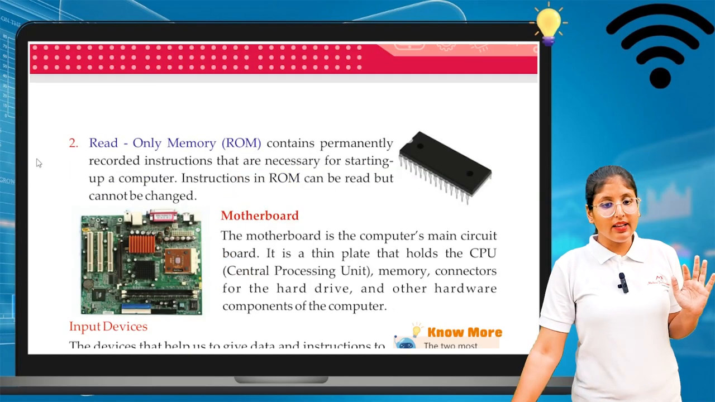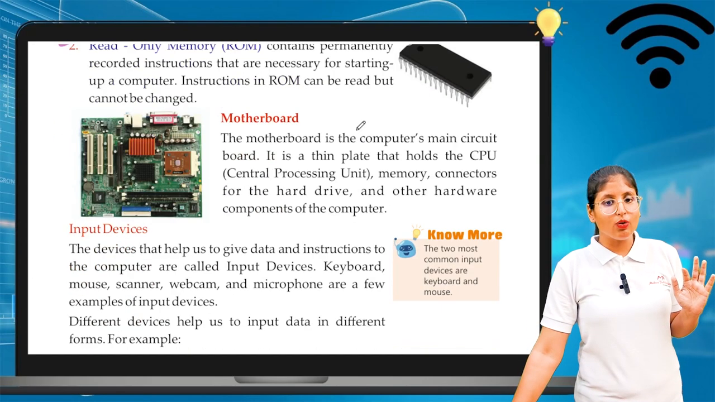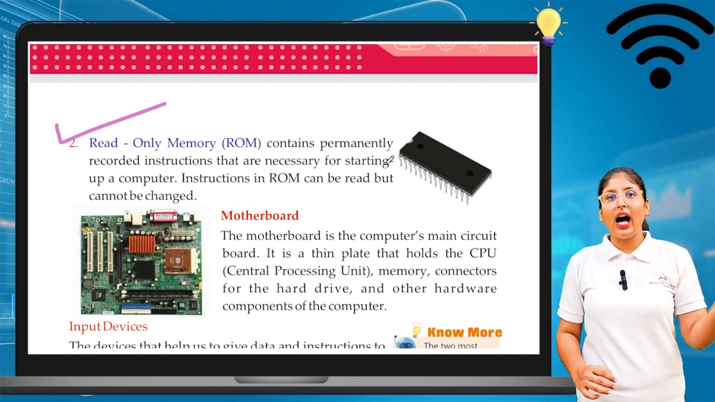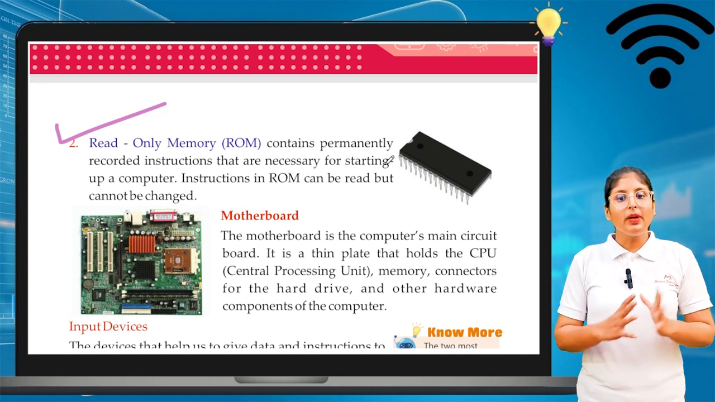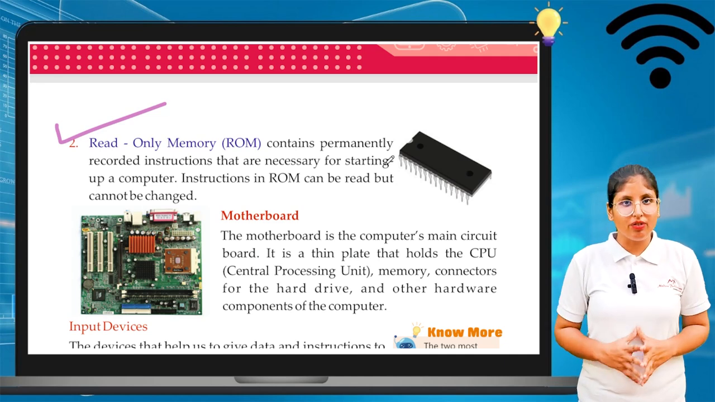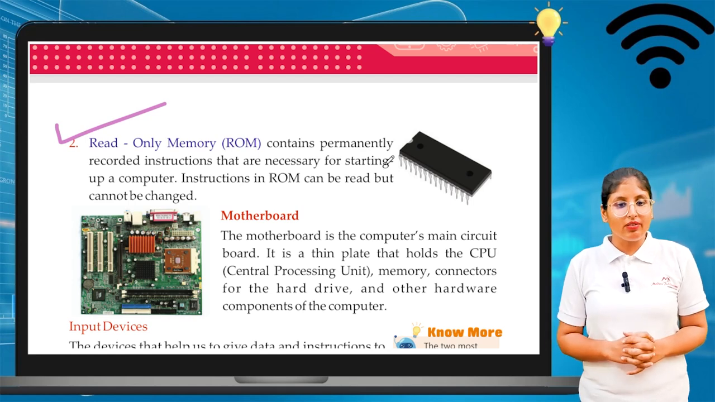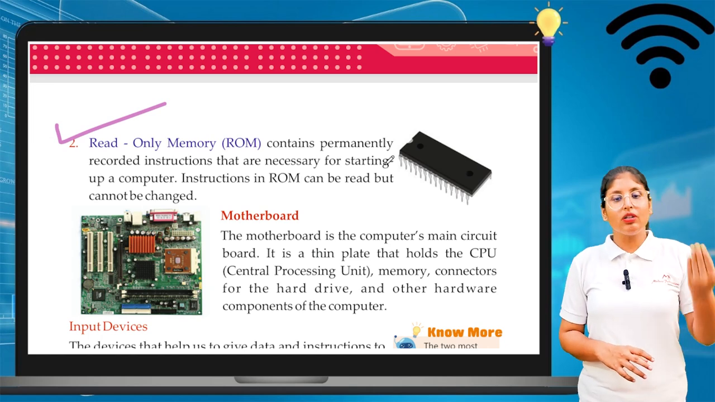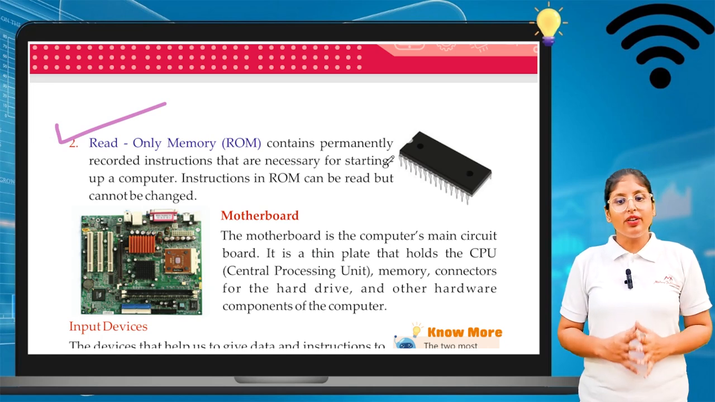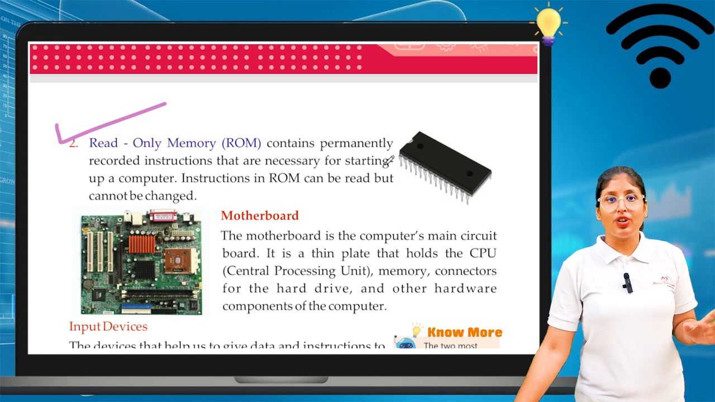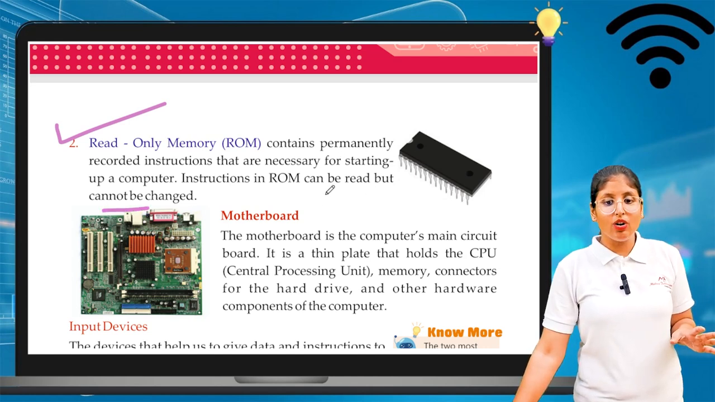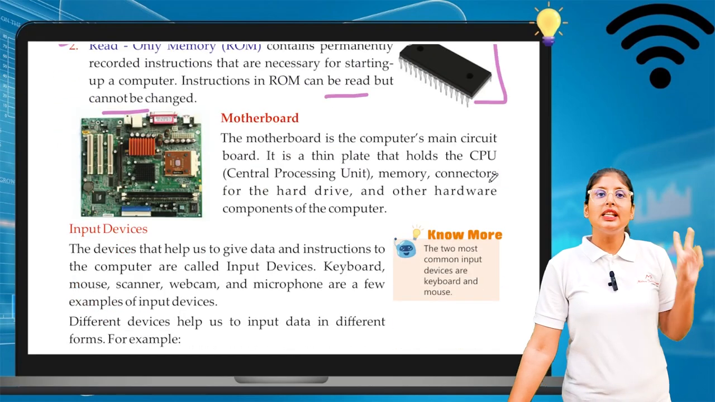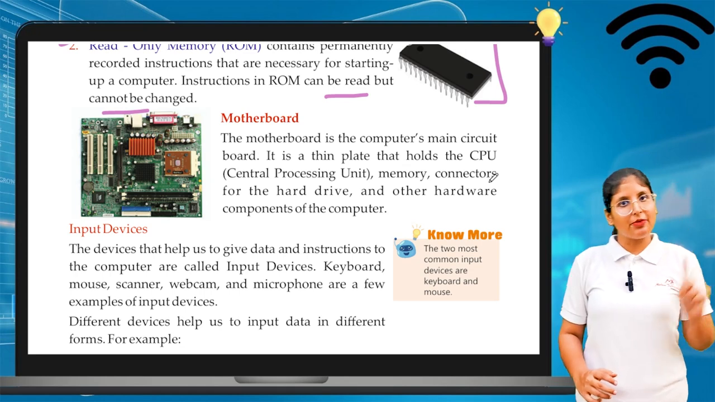But what happens to the data in ROM? ROM means read only memory. ROM contains permanently recorded instructions that are necessary for starting up a computer. So ROM is important to start up your computer. Instructions in ROM can be read but cannot be changed. So these are the two memory units, RAM and ROM.